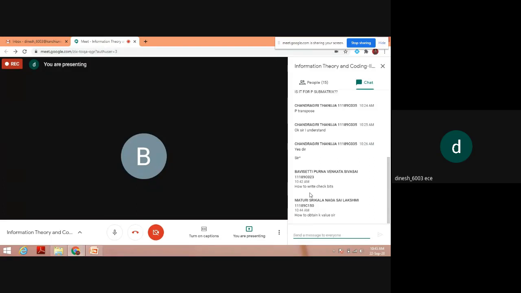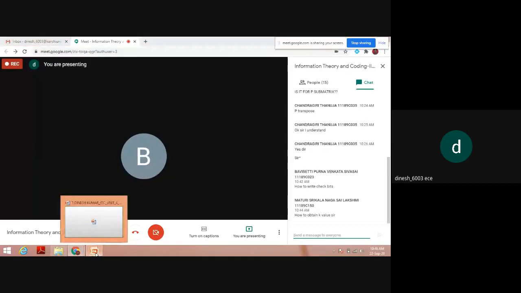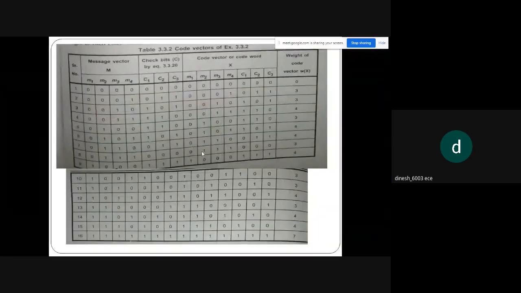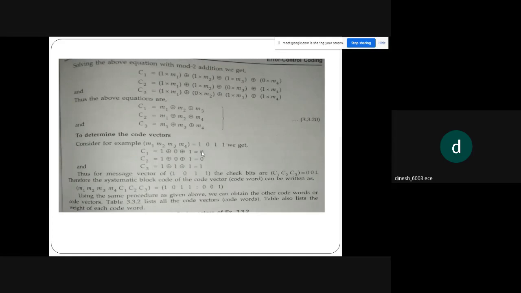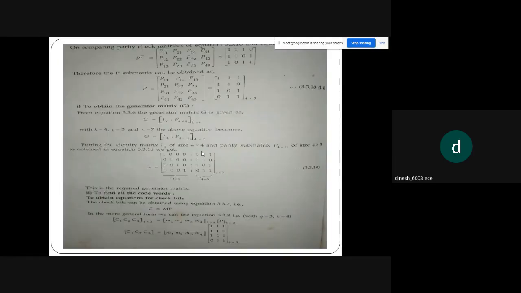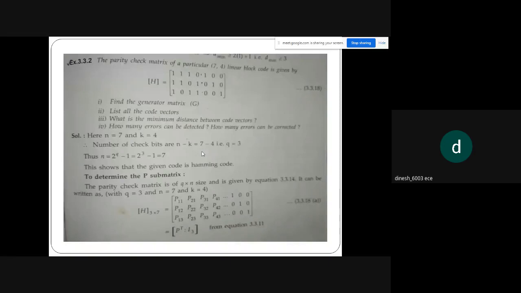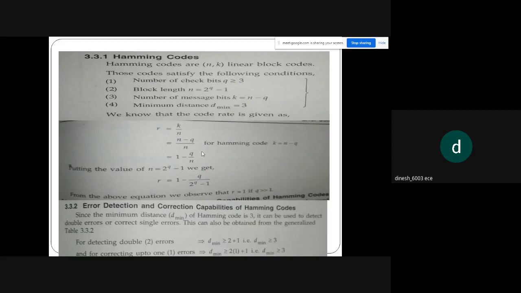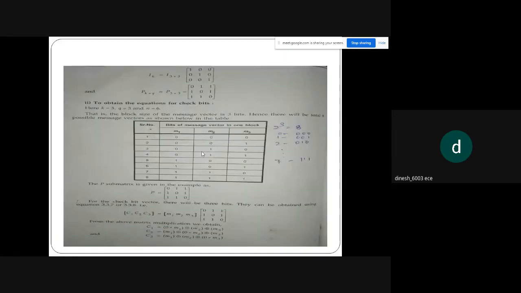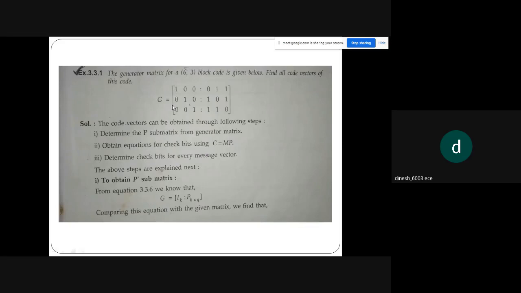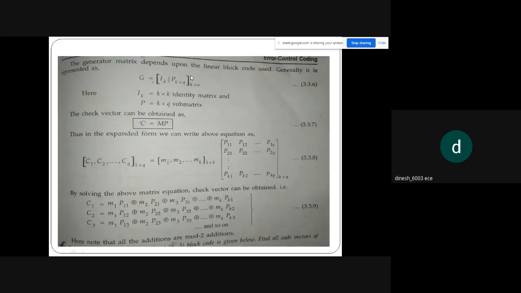Yeah, the question is how to write check bits. Okay, how to obtain the k value. First, let me tell you how this linear block code is written. A linear block code is written as (n, k).